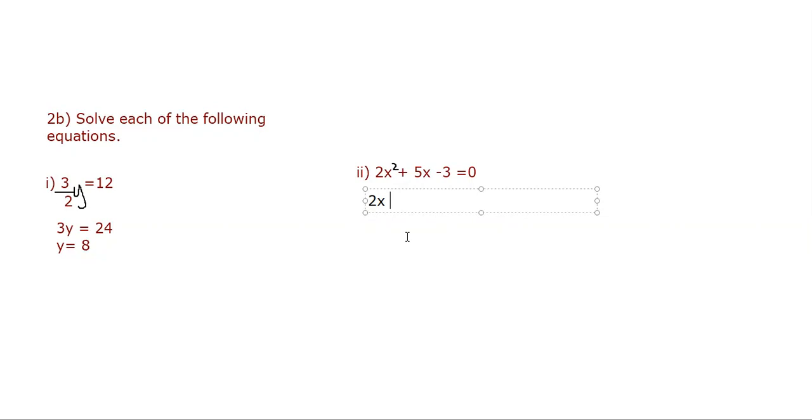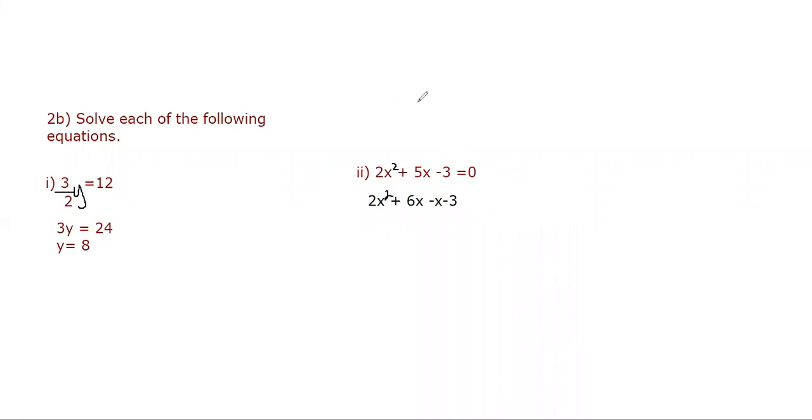So 2x2, don't mind that I didn't put the square there. 6x minus x minus 3. Good, let me repeat that again. In the meantime, let me add the square. Good, let me repeat it again.